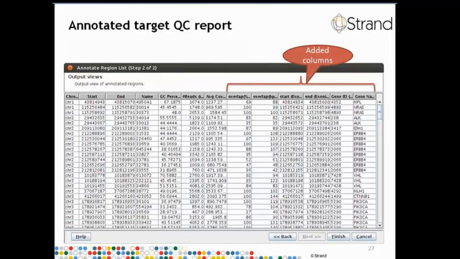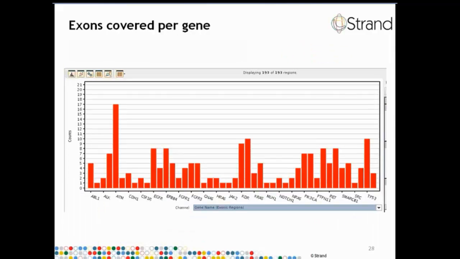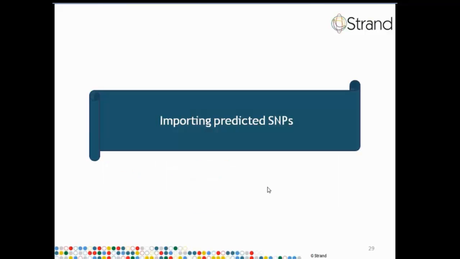So we can again go back to region list operations and try to summarize the gene name column, in which case we get a distribution like this. We can see that there are a lot of exons of the ATM gene, but there are only a couple of exons of the MLH1 gene, etc. So far we saw how to verify the coverages of the amplicons.